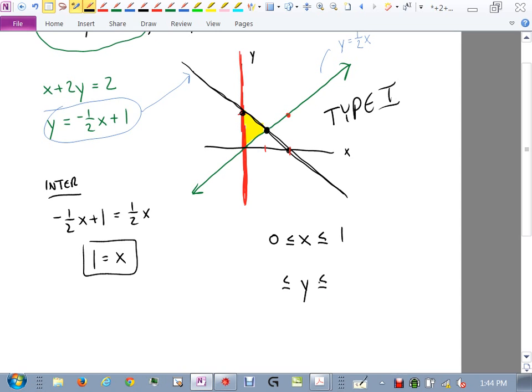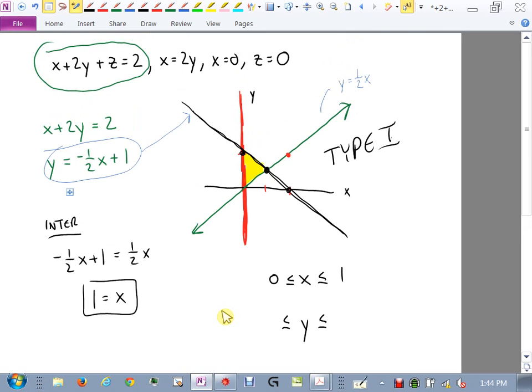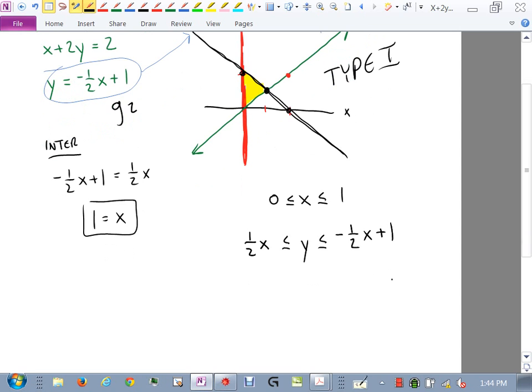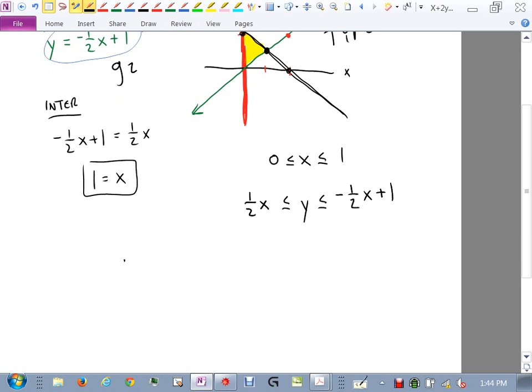My y is stuck between two functions of x. So my G1 and my G2. Which one was G1? This one right here. That's G1. And G2 is the one that was on top, so it's that one there. So 1/2 x and negative 1/2 x plus 1. We're almost there. Now, I have a double integral. We're going to go 0 to 1, and we're going to go 1/2 x to negative 1/2 x plus 1.